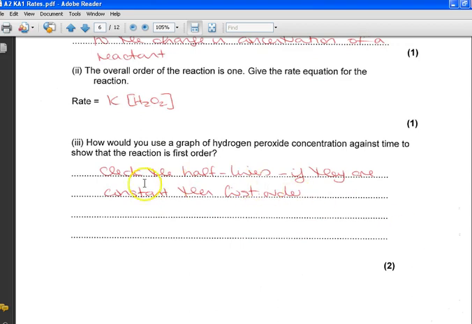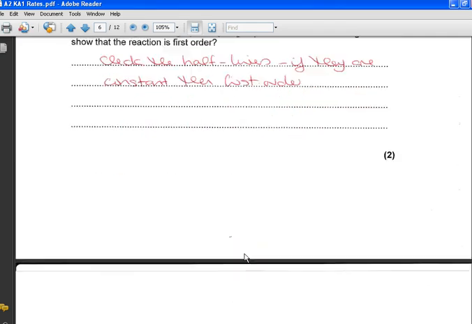Okay, and this is recognizing how you would use a graph of hydrogen peroxide concentration against time to show that the reaction is first order: you would measure the half-lives. If you've got constant half-life, then it's first order.